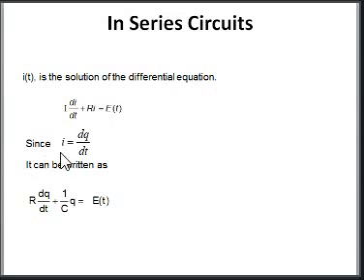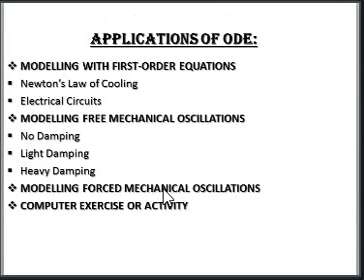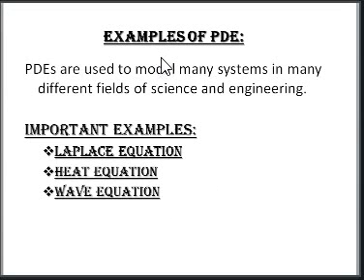In series circuits, we also use differential equations, in a series circuit like L di/dt + Ri = E(t). Since i = dq/dt, it can be written as R dq/dt = E. Other applications of ordinary differential equations are modeling with first order equations, Newton's law of cooling, electrical circuits, no damping, light damping, heavy damping, and computer exercises for activity.